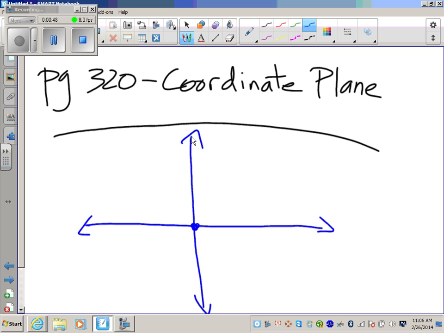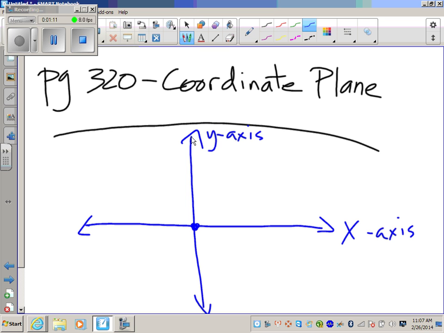There you go, good. The horizon, right? And you see the sunrise or the sunset, flat. Vertically is up and down. This horizontal is known as your x-axis. The vertical is known as your y-axis.